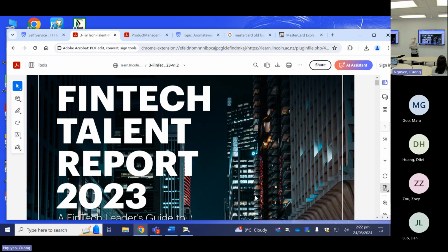Because with the introduction of open banking in New Zealand at the end of this month, I think more jobs will be available in the market, especially for fintechs. Any question? No, good. So once again, next week we will have the whole week for Q&A for your final project. Remember to bring your questions here.